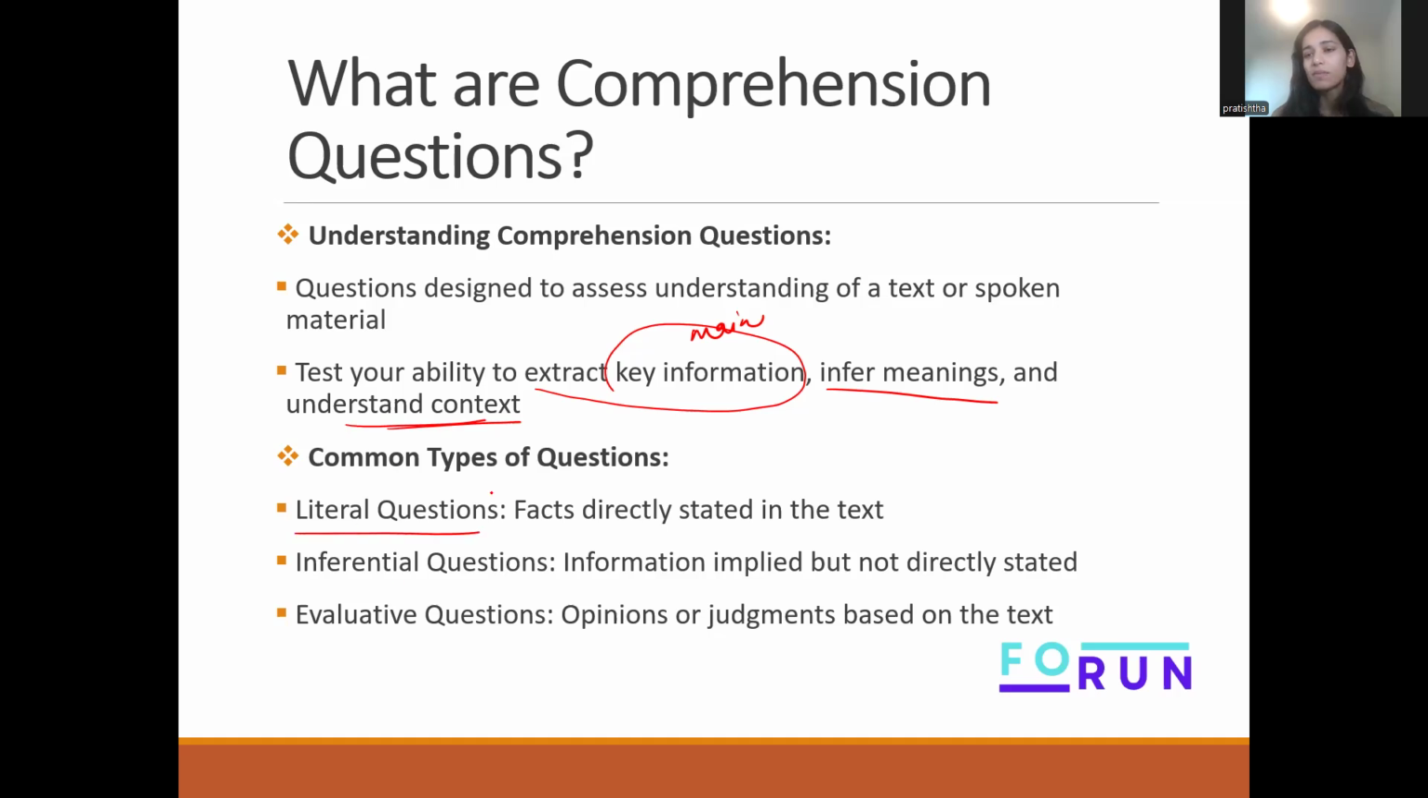Literal questions. Literal means literally, right? Facts. So which are direct stated facts in the text. We have inferential questions. Inferential question means you have to guess or infer about it. Infer basically means sort of try to guess, right? Try to guess what can happen. And evaluative questions. Evaluative means evaluation, based on your evaluations, based on your judgments of the text.